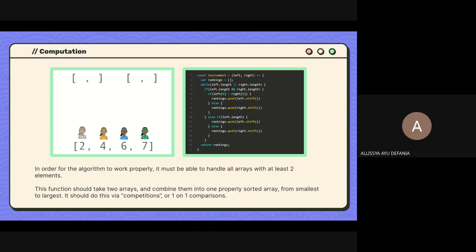So the function should take 2 arrays and combine them into one properly sorted array from the smallest to largest. And from the code, from the right picture, line 3 is when we start iterating through the players on both sides of the bracket. The number of iterations is determined by the longer array. Lines 4 to 10, we compete with the first element in each array. And for the last one, we return the rankings array with the players ranked from worst to best.